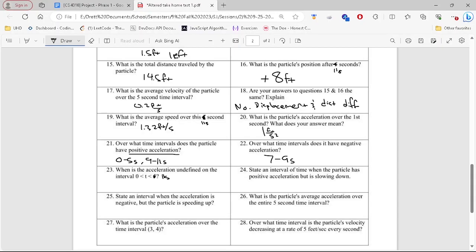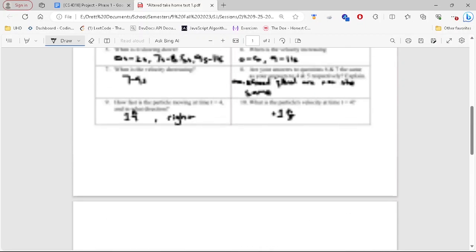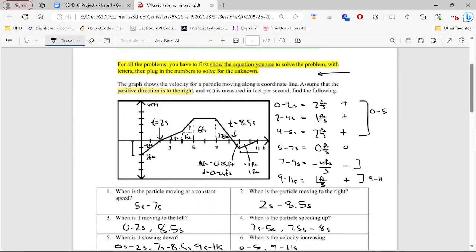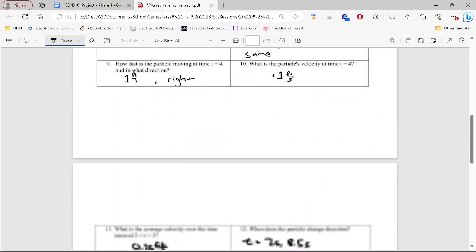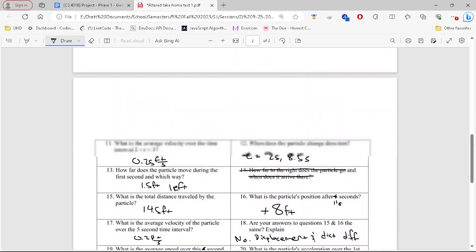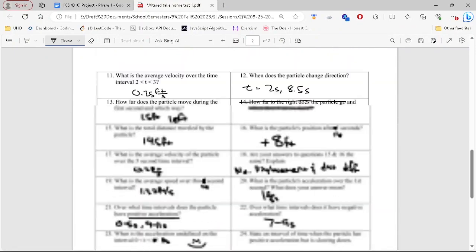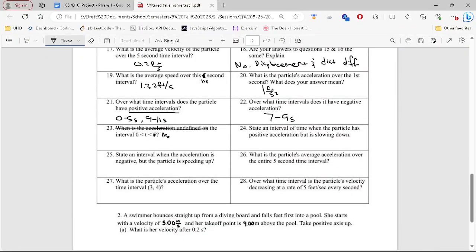I'm not exactly sure what they mean by undefined. I don't believe there is a period in which the acceleration is undefined. As you can see here, the acceleration is defined throughout this. So I'm going to go ahead and source this one out.